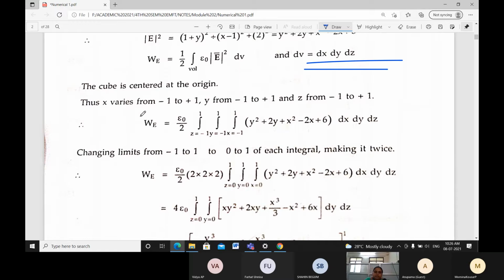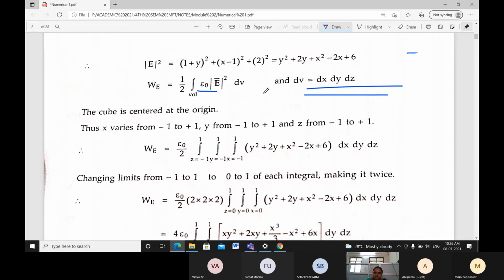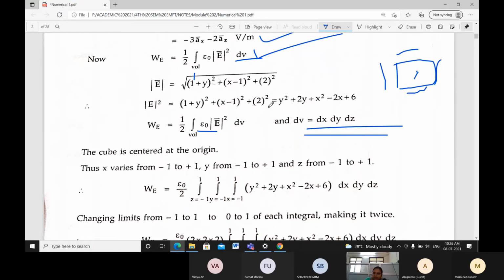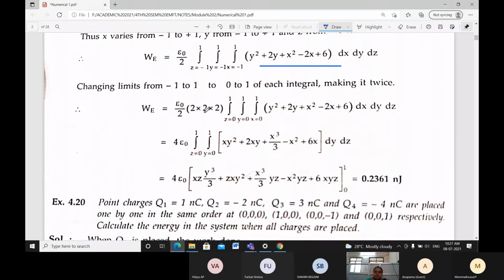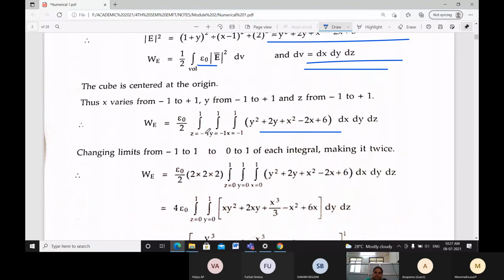Therefore the equation is going to be epsilon naught, this is a constant value, so here it is written epsilon naught divided by 2 times the integration, where z is varying from minus 1 to 1, y is also the same and x is also the same, and write the equation for E, where you got this equation here. Then dx dy dz. If I am interested in changing the limit from minus 1 to plus 1, you can change it, or after simplification you can substitute the limit and you will get the same.